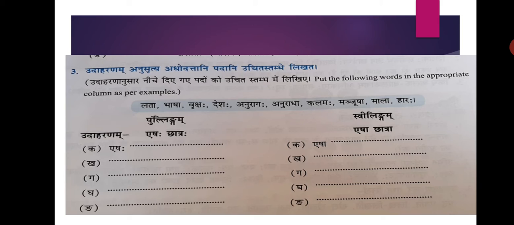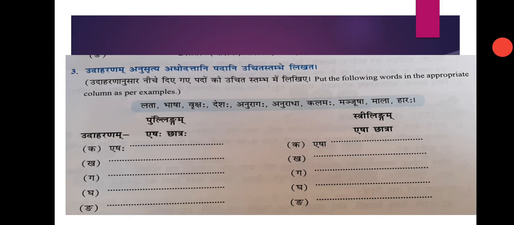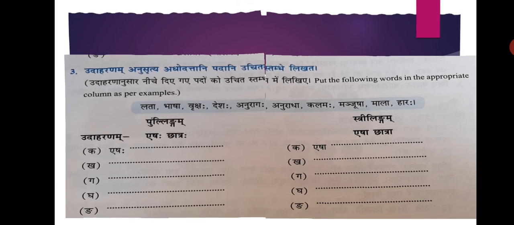Now, there is another example. We already solved this exercise and have done this activity. You know the meaning of Manjusha, that means a box. What you have to do is, in the first box, the masculine box, fill in the words which end in O, and in the other box, the feminine box, find all the feminine words and fill them in.